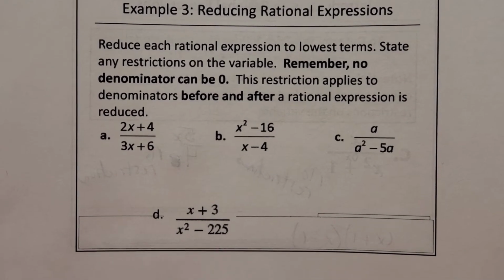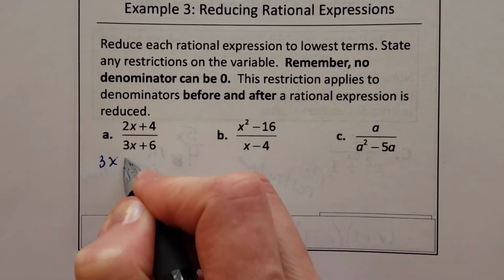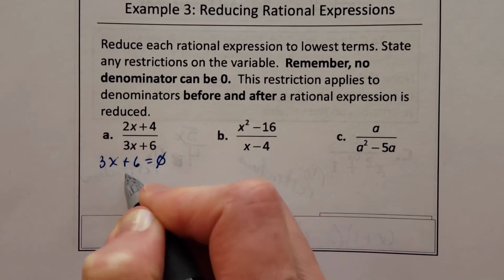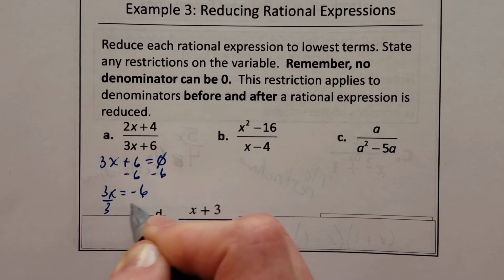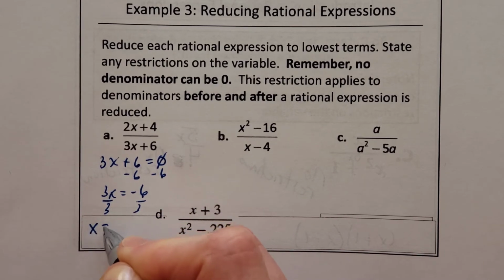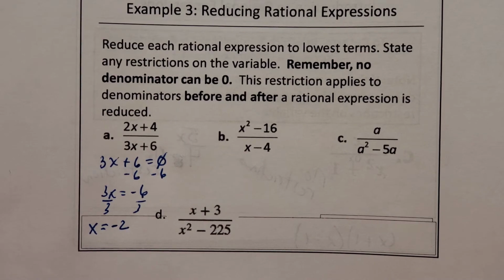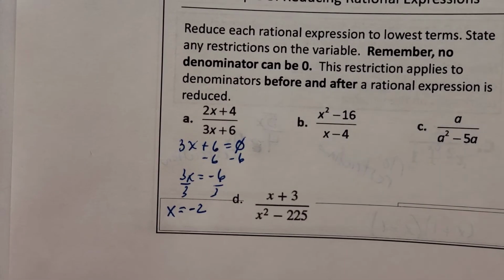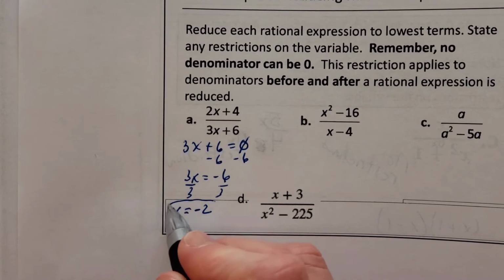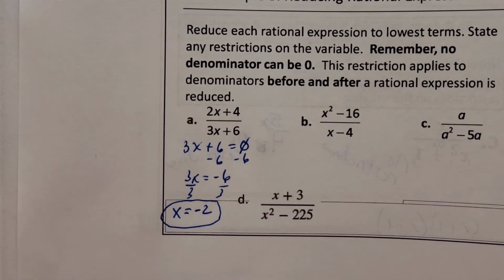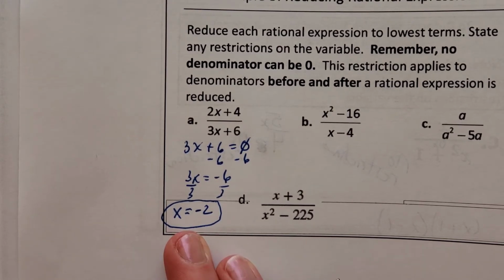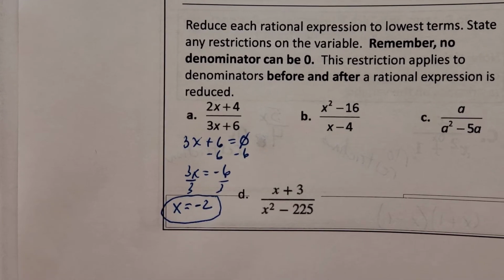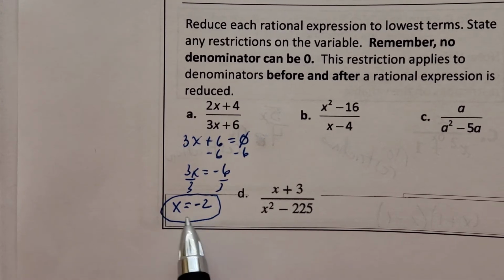So the first thing I'm going to do in letter A is take my denominator and set it equal to 0. I'm going to subtract 6. I have 3x equals -6. And when I divide by 3, I know my restriction is x cannot equal -2. So I know that if I end up with x equals -2, then my rational expression is undefined. All right, but now I know what the restriction is. And in this class, you have to do both of these. You have to simplify it and you have to find the restriction. And on your test for Chapter 8, you'll have to do that as well. So find the restriction first.